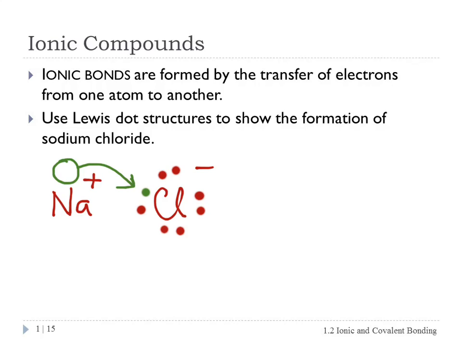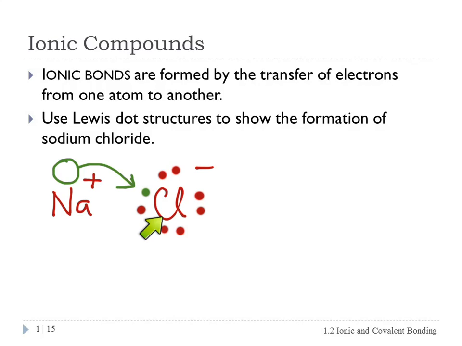Chlorine still has 17 protons, but now it's got an extra electron, so it has a charge. Now what we have is this sodium ion that has a positive charge and a chloride ion with a negative charge. Opposites attract, and these guys are going to stick together in much the same way that magnets stick together.